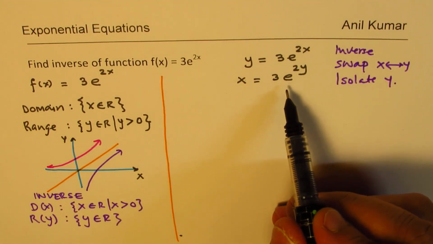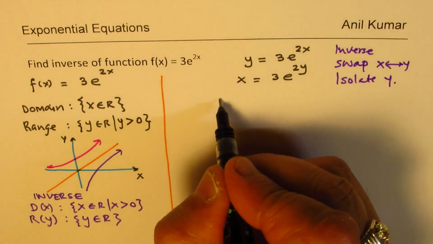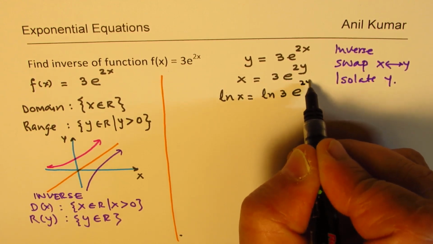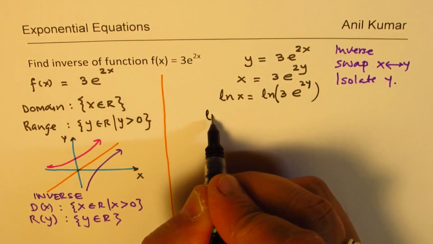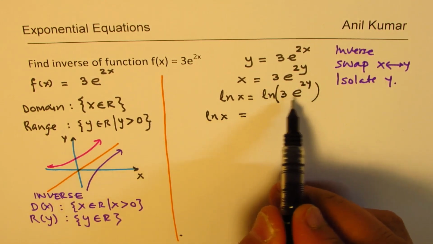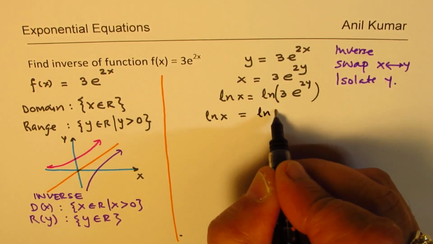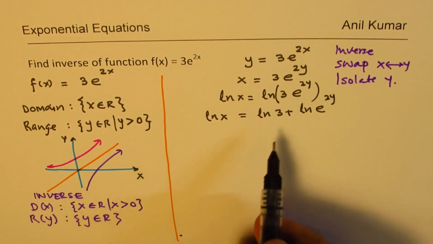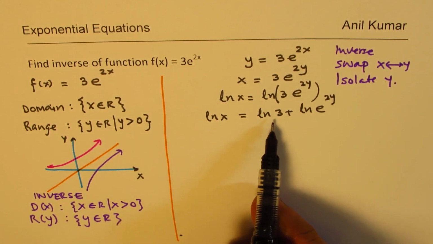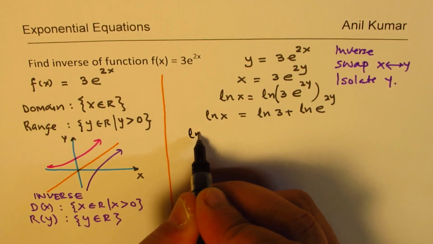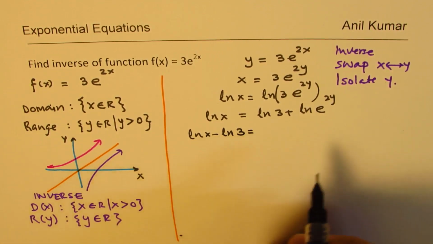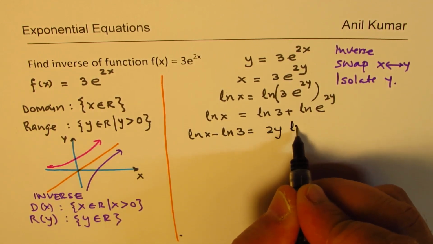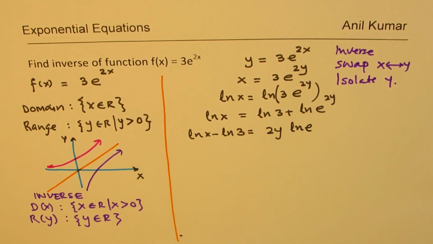Since we are working with e, we can take the natural log on both sides. So we get ln x equals ln of 3 e to the power of 2y, correct? So ln x equals, we can apply the product rule. So it will be written as ln 3 plus ln e to the power of 2y. Clear? ln 3 is basically a constant. Let's take it to the left side. So we get ln x minus ln 3. Here, ln e to the power of 2y is basically 2y times ln e. That is the power rule, correct?